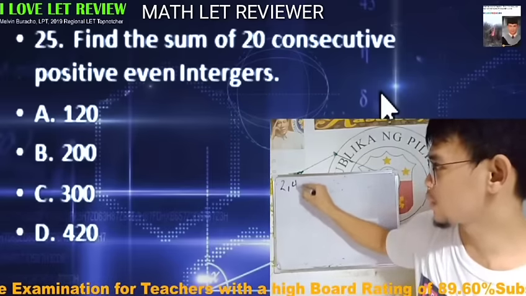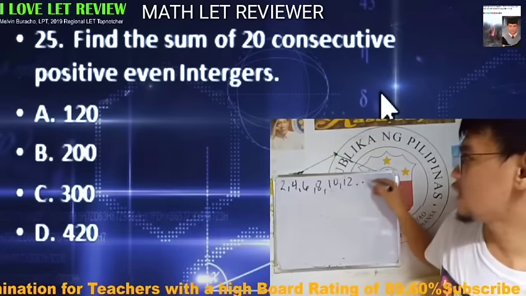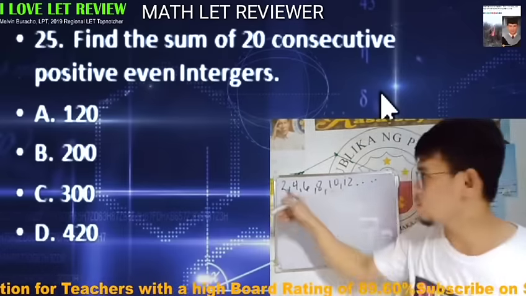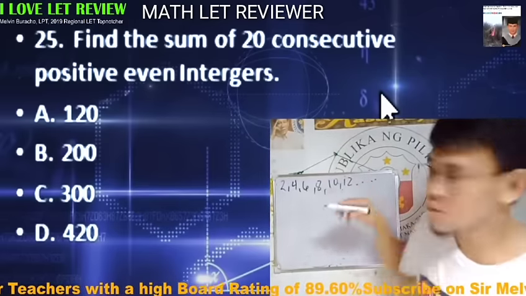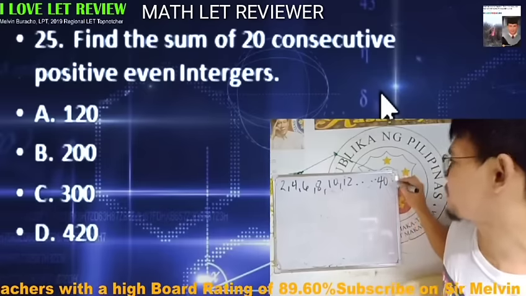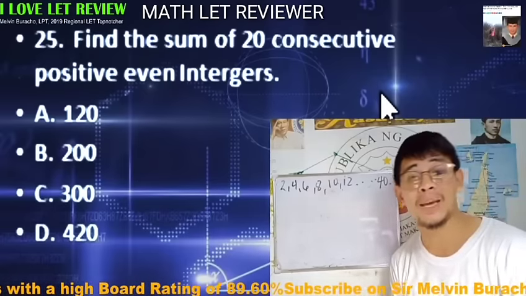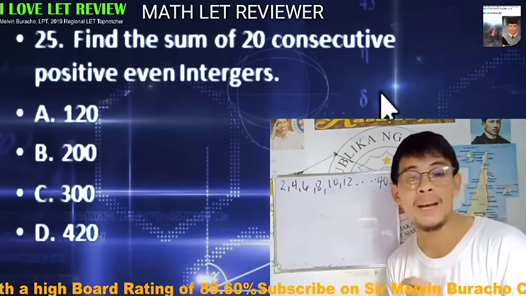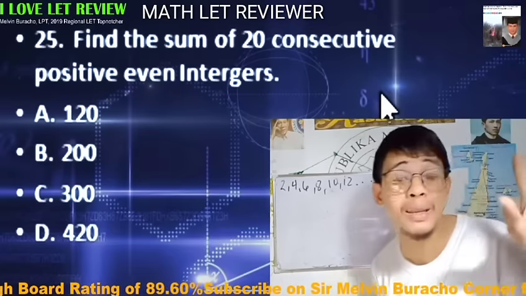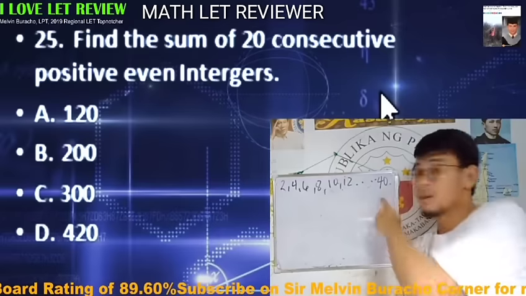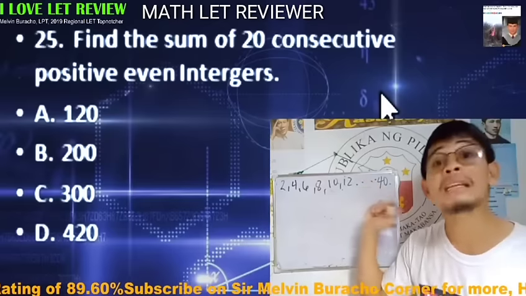2, 4, 6, 8, 10, 12, so on and so forth. Okay? 20. So, 1, 2, 3, 4, 5, 6. Hanggang kailan kaya siya matatapos? 20. So, of course, expected na matatapos siya sa 40. Now, how many consecutive even integers ang binigay? 20. Marating mo yung 40 para lang po makuha mo yung 20 even integers.